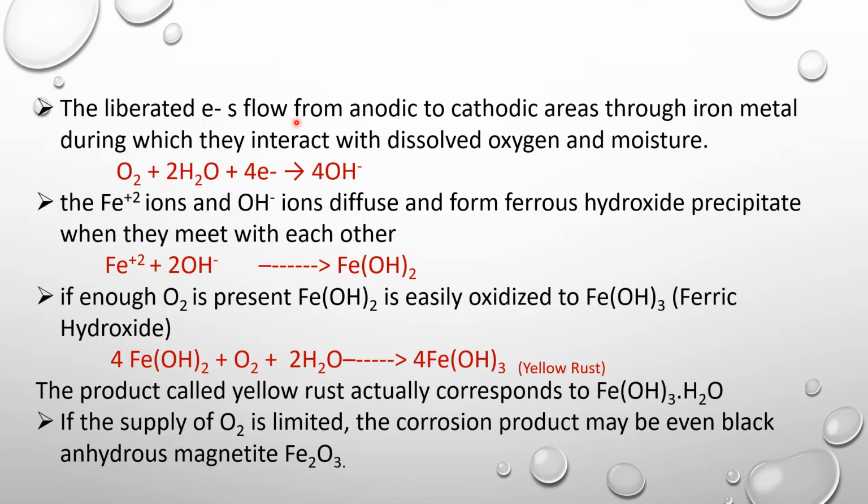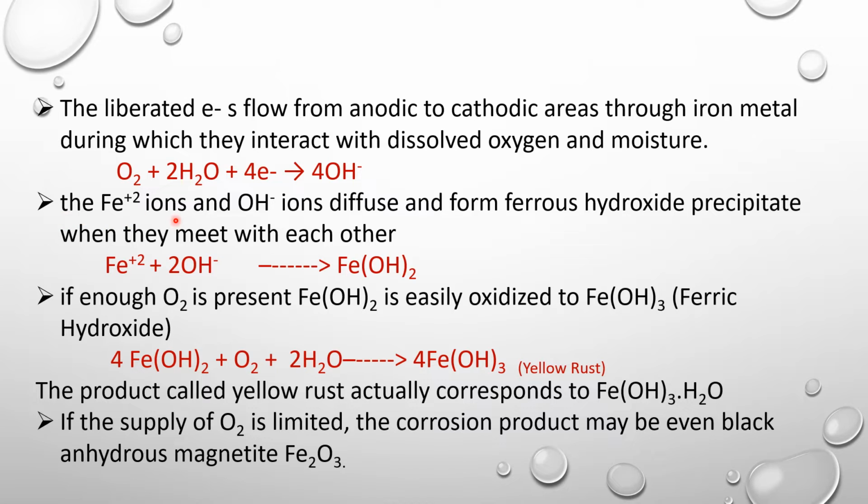The liberated electrons flow from anodic to cathodic areas through the iron metal, during which they interact with dissolved oxygen and moisture, and they undergo a chemical reaction with the formation of hydroxide ions. So at the cathode, oxygen and moisture interact with the liberated electrons, forming hydroxide ions at the cathode.